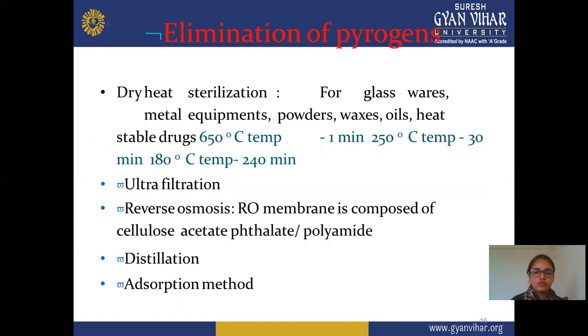Next is the elimination of pyrogen. How do you eliminate it? In dry heat sterilization, for glassware, metal equipment, powders, waxes, oils, and heat-stable materials, the conditions are approximately 1 minute at 250 degrees Celsius, 30 minutes at 180 degrees Celsius, and 240 minutes at lower temperatures. These are the conditions under which you can eliminate pyrogen with the help of dry heat sterilization. But a very high temperature is required for a particular time period. Next is ultrafiltration, meaning a very fine filter you can use so that your pyrogen does not pass through the filtration.